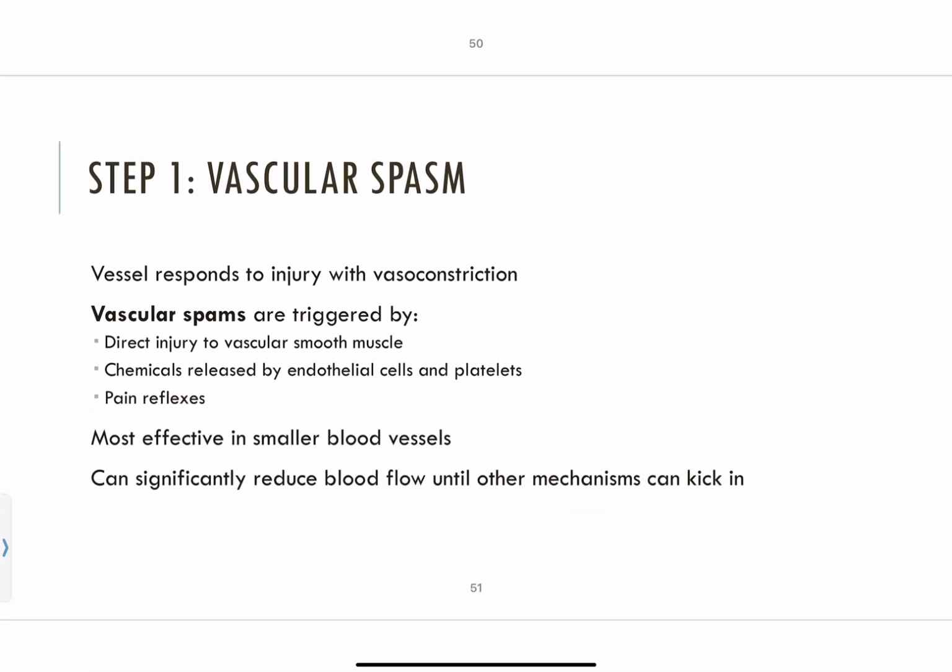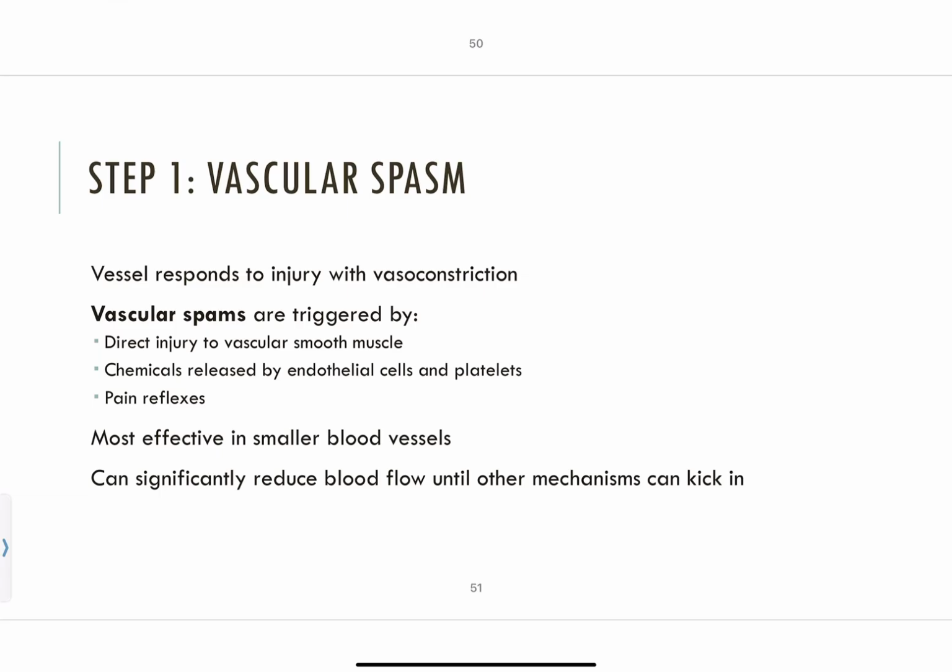Okay, first step, vascular spasm, and it is exactly what it sounds like. Your blood vessel is going to respond to damage or injury by causing vasoconstriction, meaning it's going to reduce the diameter of the blood vessel. If we reduce the diameter of the blood vessel, we're reducing blood flow to that particular area, which means we're going to lose less blood from that damaged site.